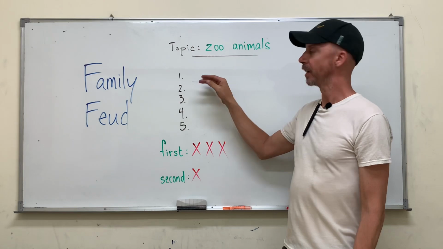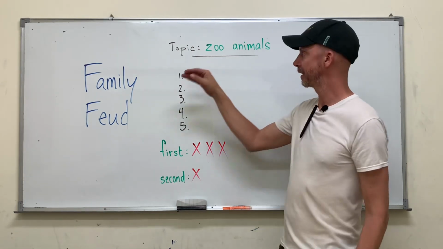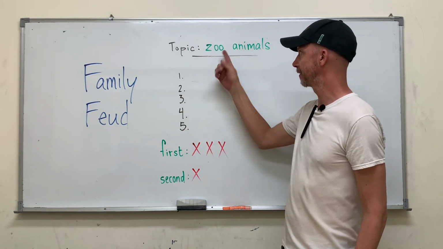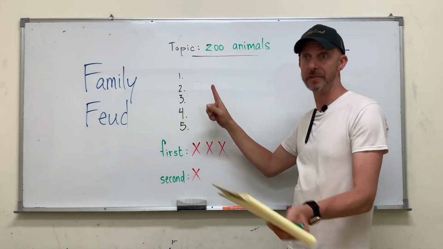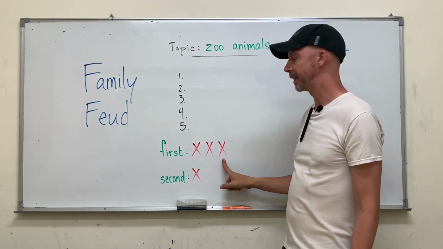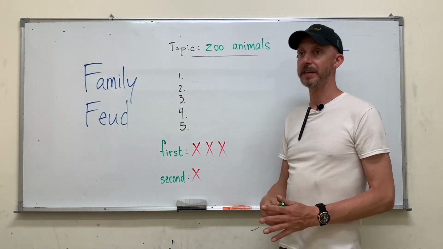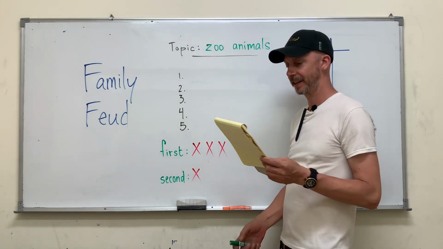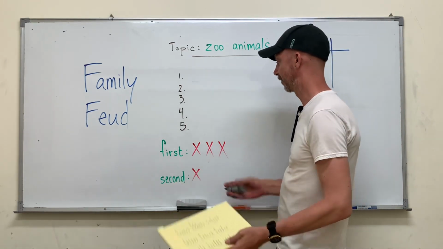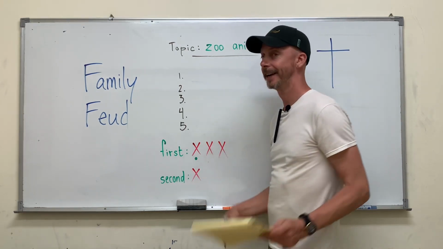Okay, great, Sue. You and your team, you need to tell me the top 5 answers to this question, name a zoo animal, without getting 3 wrong. So let's try it. Maybe she says, zebra. Zebra, is that on my list? No, it's not on my list. Uh-oh, that's one strike.